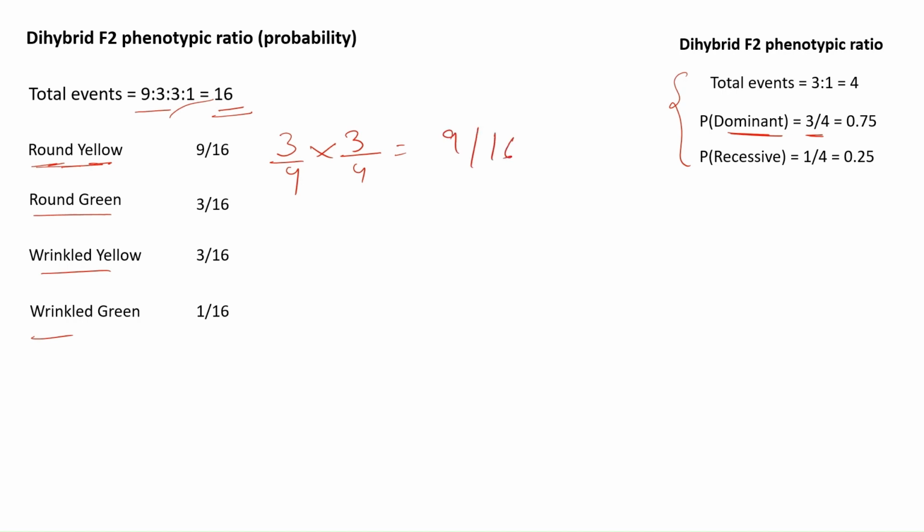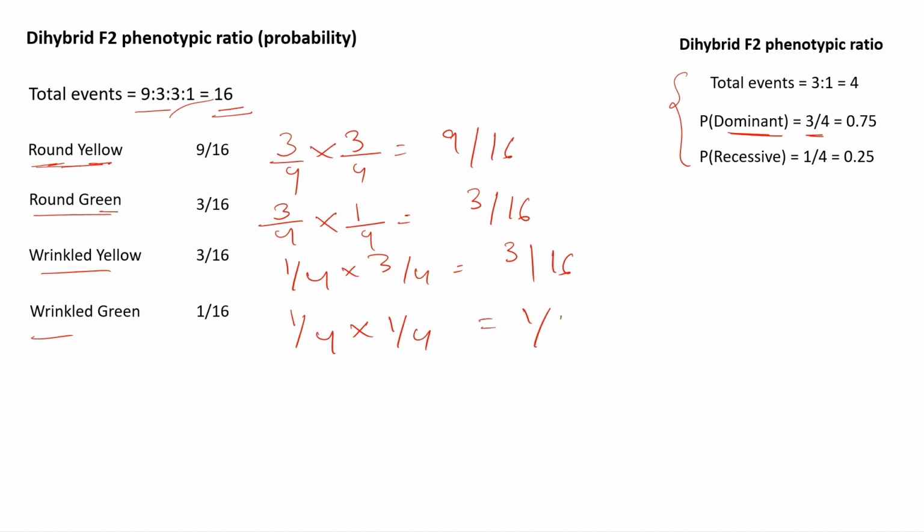For round and green, round is the dominant one. Probability is 3 by 4, into green, the recessive one, so the probability is 1 by 4. So total is 3 by 16. Similarly, wrinkled is the recessive one, yellow is the dominant one. So here again 3 by 16. Wrinkled, the recessive one, green, the recessive one, it is 1 by 16.